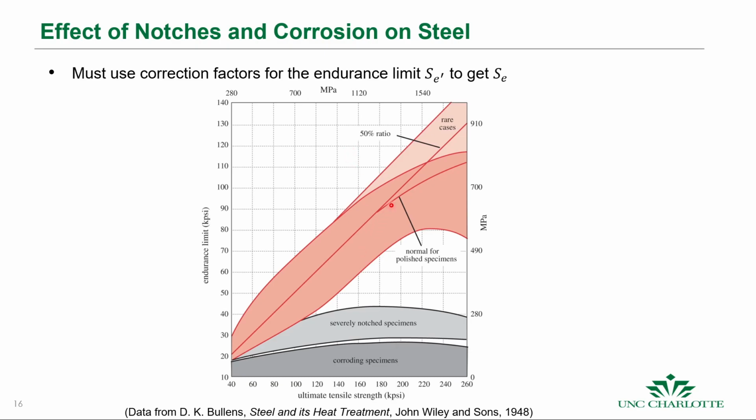Okay, now you can see what happens when you have notches which cause stress concentration. It dramatically lowers the endurance limit of the material. And in fact, if you have corroding specimens, you have no real endurance limit. They have a regime of failure that's very, very low. Okay, so corrosion is something that has to be protected against.